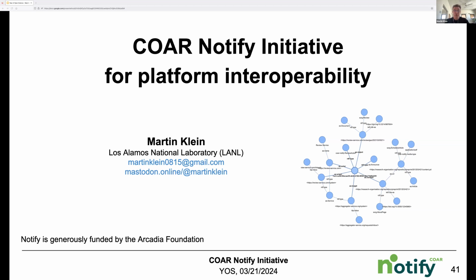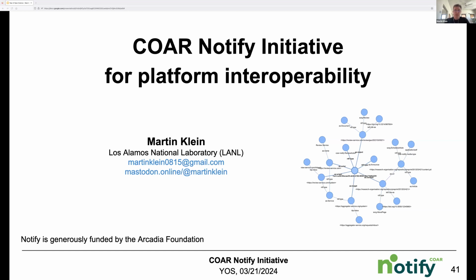Before we start, let me briefly acknowledge that the Notify initiative is generously funded by the Arcadia Foundation. We are very grateful for the support that makes this initiative possible.